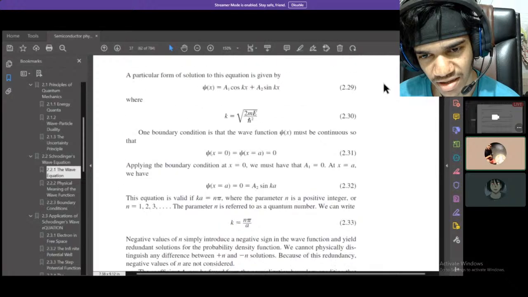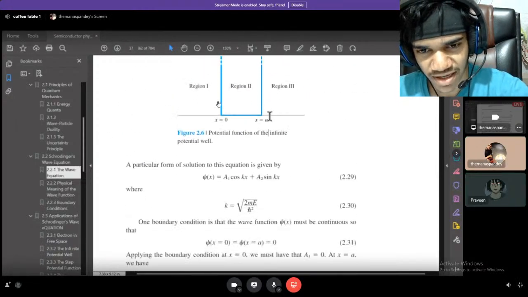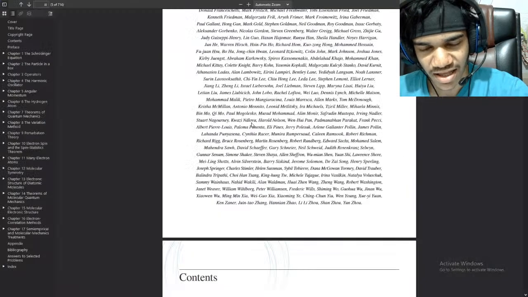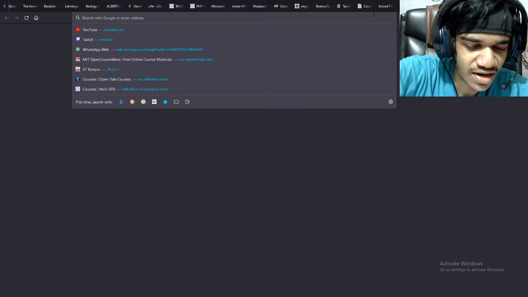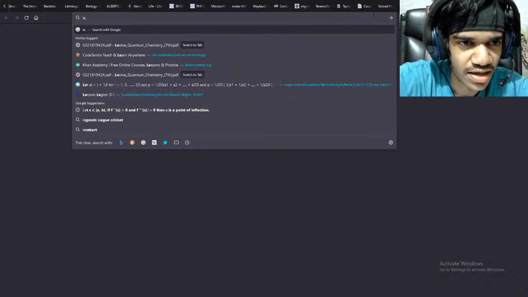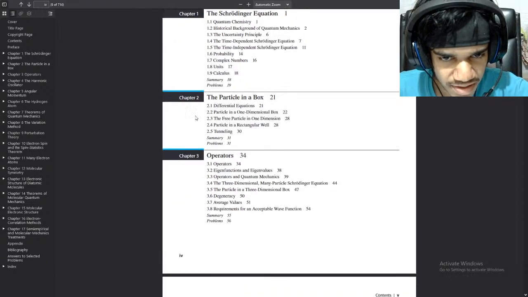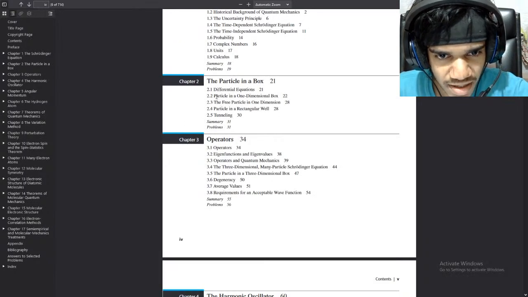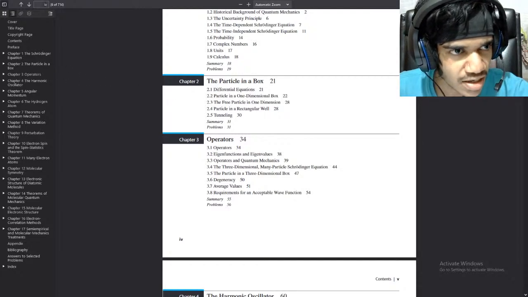No, they show this graph only. I don't think they show it. This is the potential barrier. Yeah, okay. So here is tunneling. You were talking about tunneling. It's there.